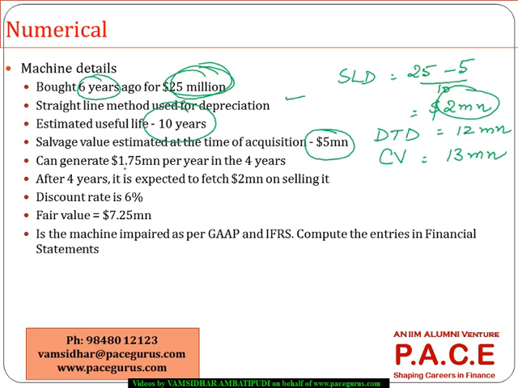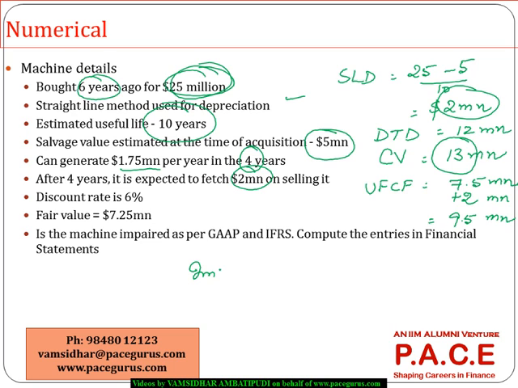Say it can generate 1.75 million per year in the next 4 years. So the undiscounted future cash flows are just 7.5 million, right? And even if I am able to sell it off for 2 more million, the total undiscounted cash flows are only 9.5 million, which means the carrying value is greater than the undiscounted future cash flows. So I can very well say that this asset is impaired as per US GAAP.